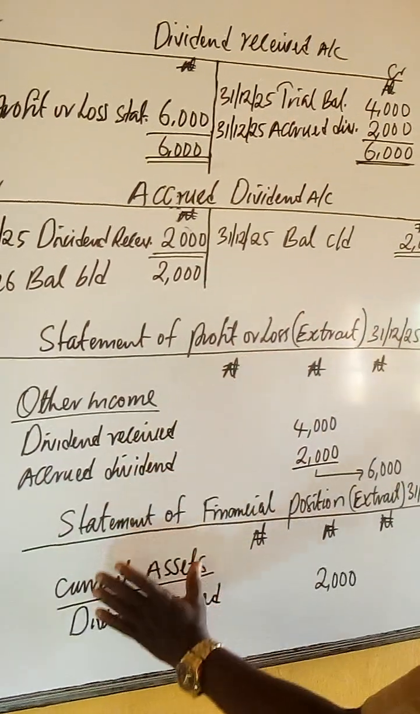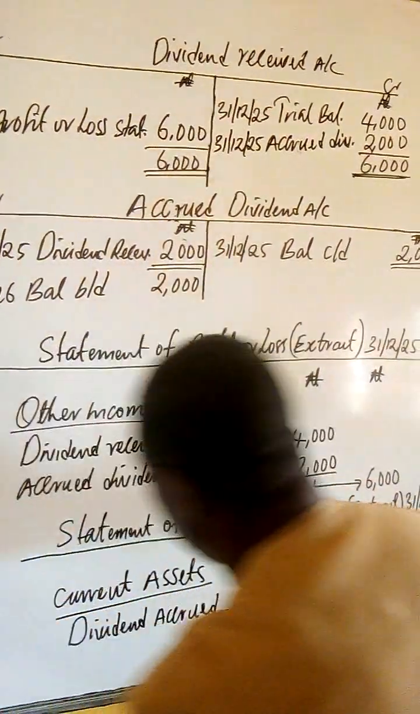Then by the time you go to the statement of financial position, the accrued income will be part of the current assets.